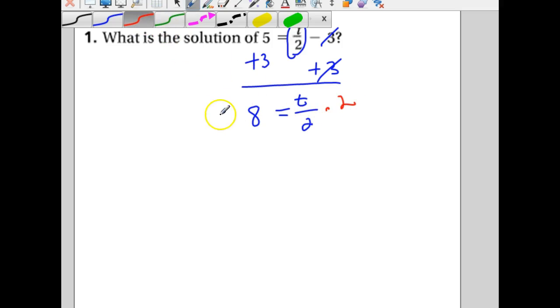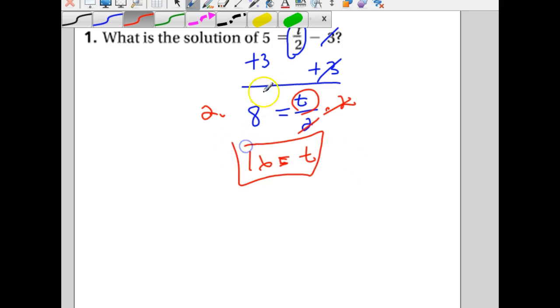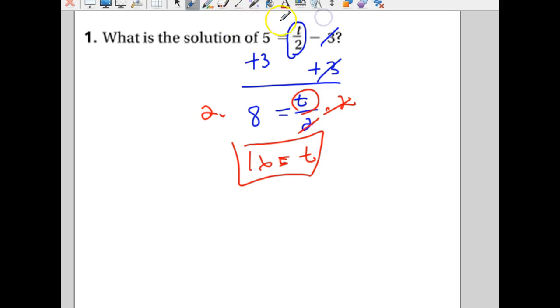Undo division with multiplication. The division and the multiplication cancel each other out. It just leaves t right here. And then 2 times 8, which is 16. Alright, the answer is 16. You can always plug it in and check and see if it works.